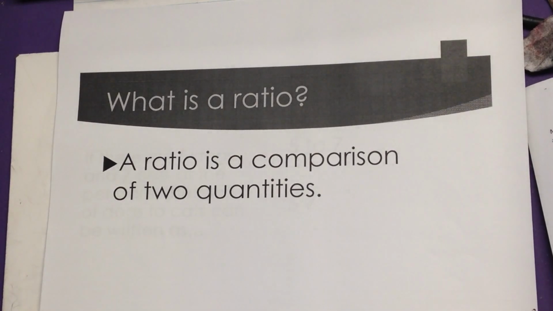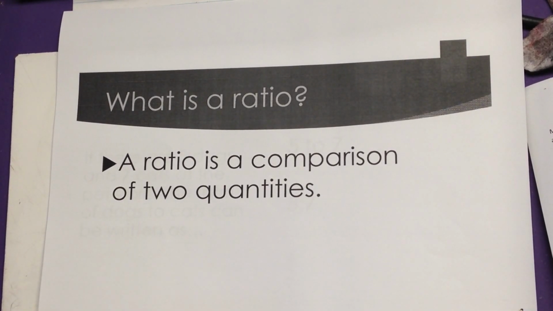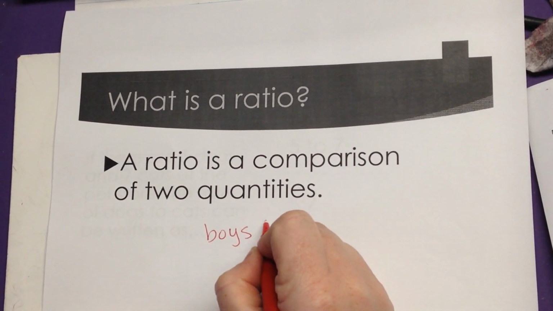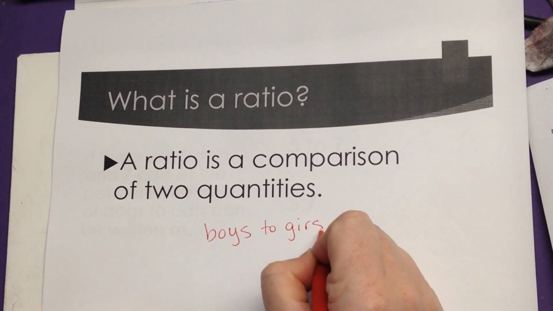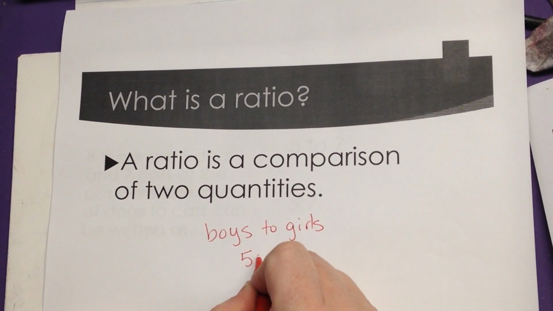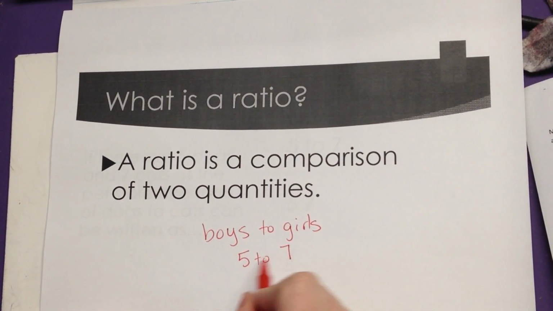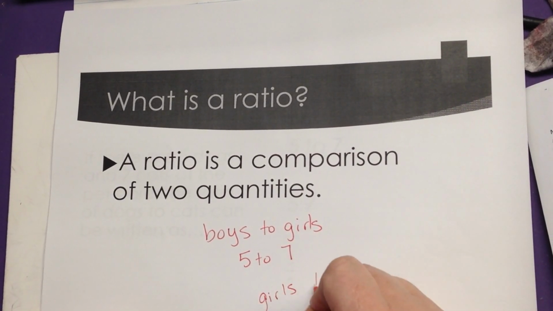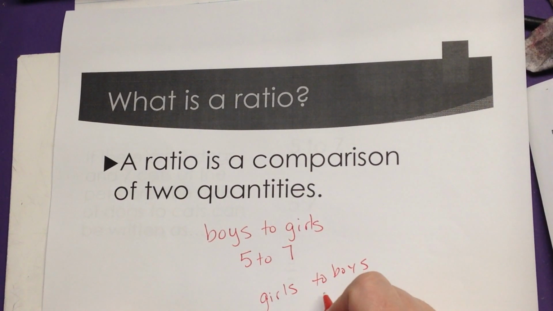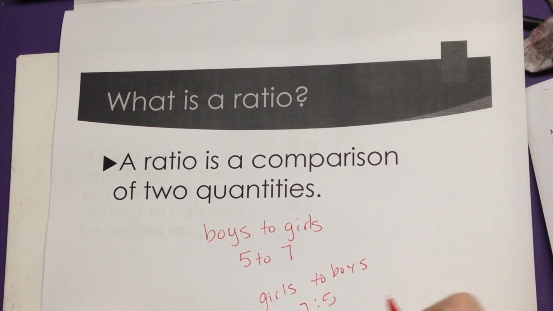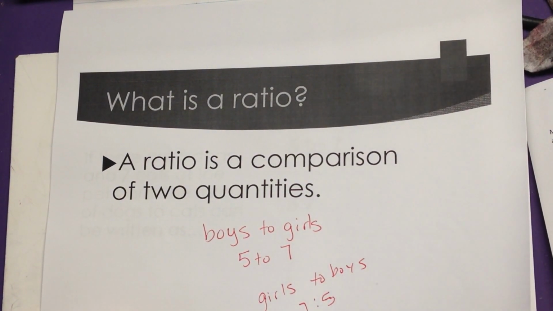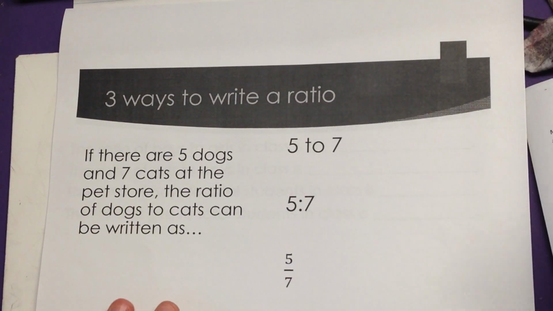Okay, very first thing, I want the definition of a ratio. It is a comparison of two quantities. So if I say the ratio of boys to girls is 5 to 7, that would mean there are 5 boys to every 7 girls. But I could also turn that around and say girls to boys would be 7 to 5. Okay? So just make sure we understand that there are different ways to spin this around. It's comparing two different things. You can compare lots of different things. We'll make some examples in a second.